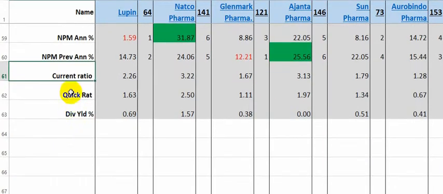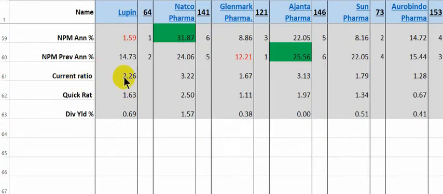Let us look at the last three ratios in one go, and we'll finish our analysis here. The current ratio, quick ratio, and the dividend yield. The current ratio gives us an understanding of where the company is in terms of liquidity position. That is, is the company competent enough to pay off all its current liabilities, those liabilities which will arise in 1 year, by selling the current assets which it can dispose of within 1 year.